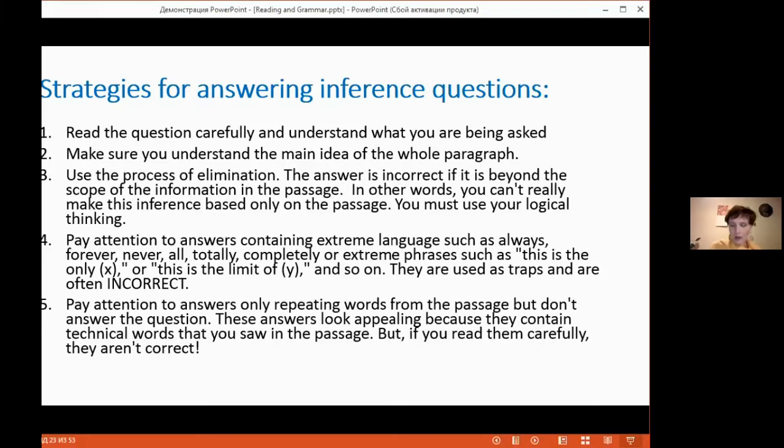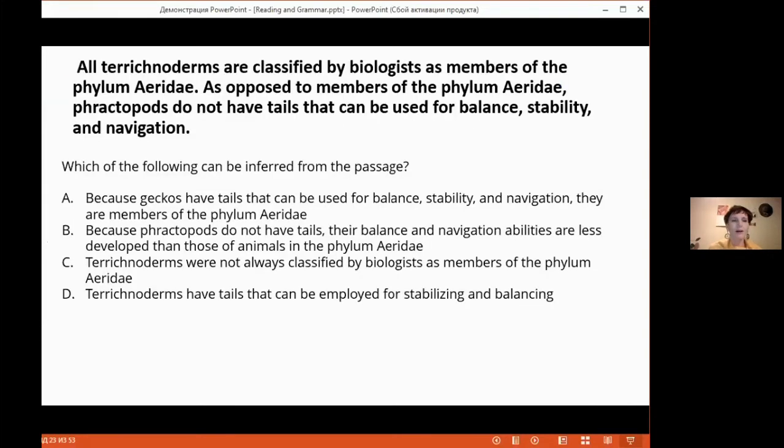Here is a very, very short excerpt with very strange words, and you have an inference question. So all pterychnoderms are classified by biologists as members of the phylum Eridae, as opposed to members of the phylum Eridae. Pharactopods do not have tails that can be used for balance, stability, and navigation. So which of the following can be inferred from the passage? A, B, C, or D?